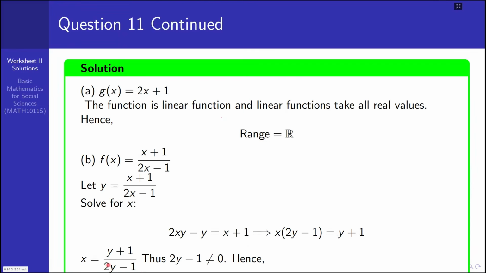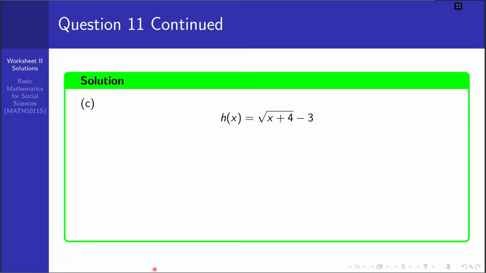So the domain of this expression, that is the possible values of y, would be the range of the given function. 2y minus 1 must be non-zero, and it is non-zero whenever y is different from 1 over 2. Therefore, the range is the set of real numbers excluding the value that makes 2y minus 1 equal to 0. Therefore, y different from 1 over 2 is the range of the given function.